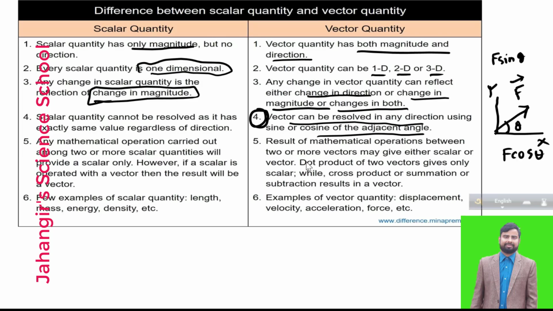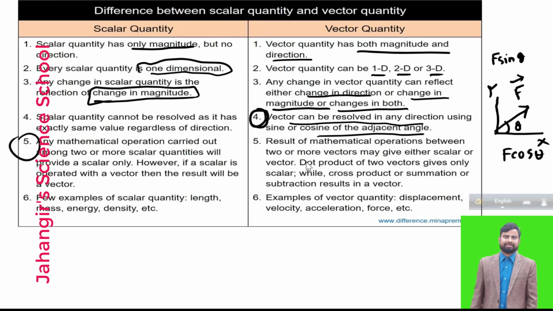Any mathematical operation like addition, subtraction, multiplication, division of scalar quantities follows the normal algebraic rule. But for vector quantities, all types of mathematical operations like addition, subtraction, multiplication, division follow special vector algebra or geometrical rules.